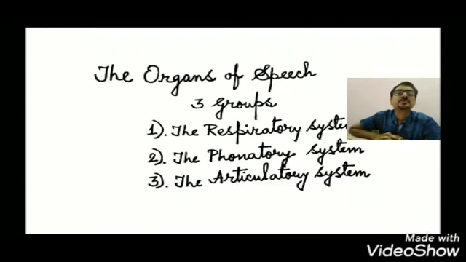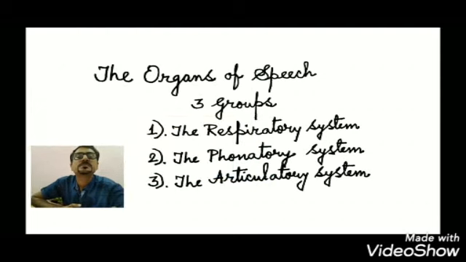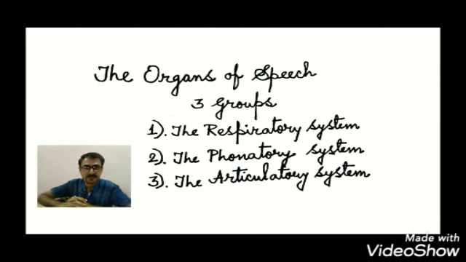Now we will talk about the organs of speech. The organs of speech can be divided into three groups. The first group is the respiratory system, second is the phonatory system, and third is the articulatory system. All these three systems are compulsory and important to produce all the speech sounds, whether it is Hindi, English or any language of the world for that matter.